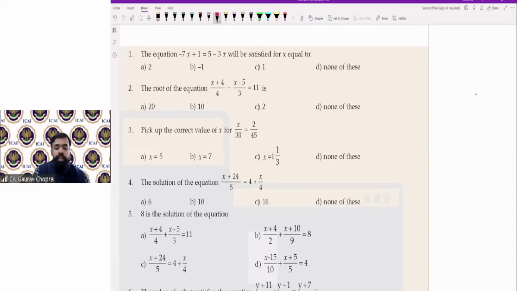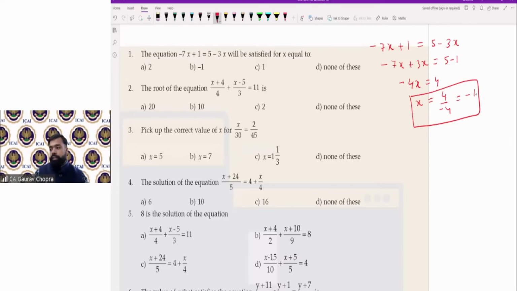Minus 7x plus 1 equal to 5 minus 3x. So what are we getting? Minus 7x plus 3x equal to 5 minus 1. Now, initially, I am writing each and every small step. After that, we will skip these steps because they are not at all required, right? So, minus 4x is equal to 4. Therefore, the value of x will be how much? Minus 1, negative 1. This is the value of x. So, option number B is the correct answer.